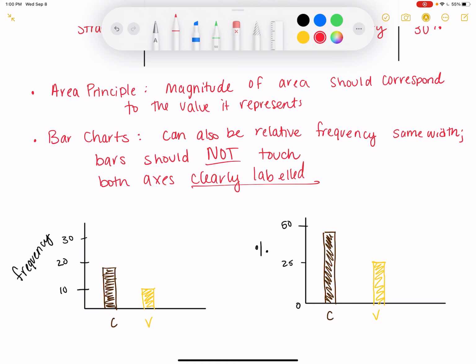All right, and lastly, we're on to strawberry. Strawberry's count was 12, so I'm going to come up just a little bit above where my vanilla line was.